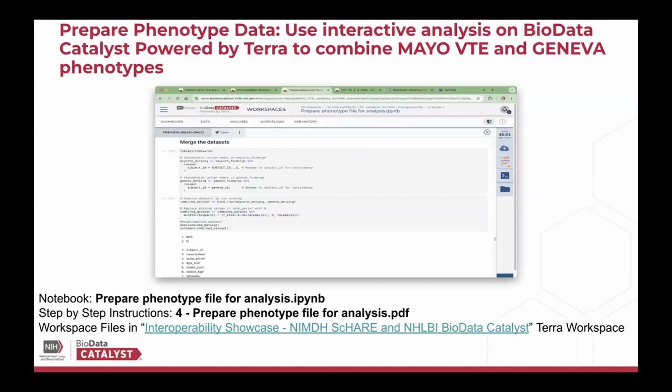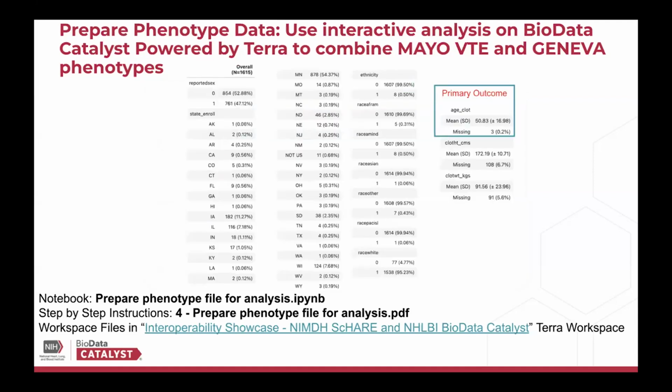Now we need to combine Mayo VTE and GENEVA phenotypes. This involves merging the datasets by the appropriate subject IDs. By merging them, we should be getting a dataset, and here is the table of that dataset, the descriptive table.